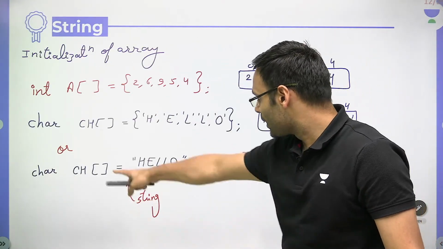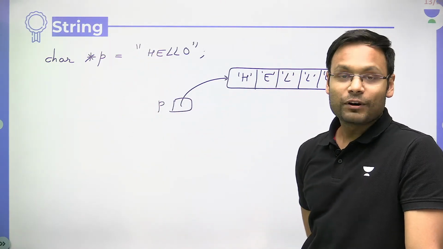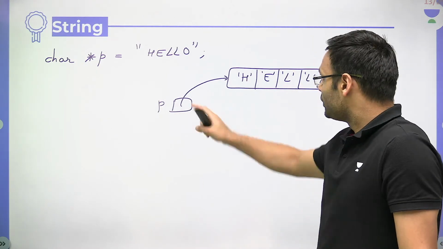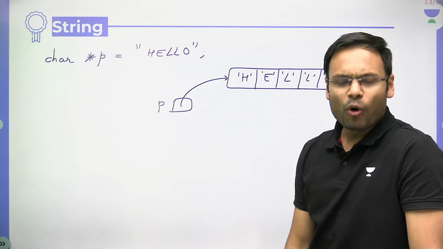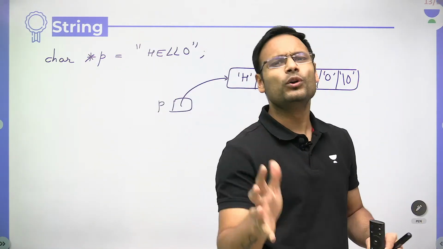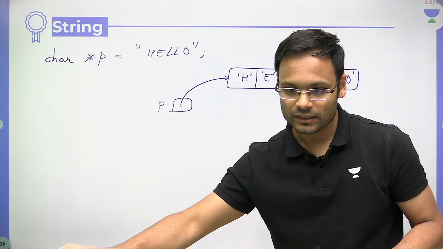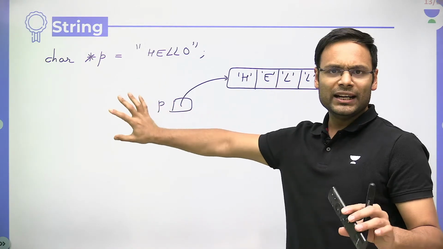आप क्या कर सकते हो? You can make string like this way. You can make string like that way. So the first element's address will be stored in pointer P here. Simple. हम और डिटेल में नहीं जाएंगे, साइज एटसेट्रा, because we don't need it for data structure purpose. We don't need it much.